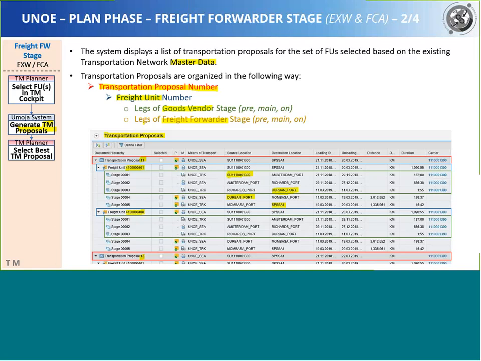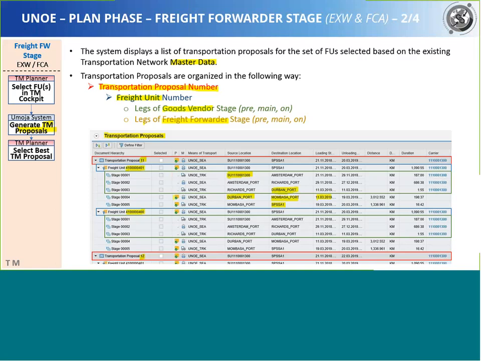And we can see that the system is proposing us to send the items via Mombasa, from Durban to Mombasa and from Mombasa to AMIS. So here we have the proposal and also the dates. So we will see in the proposal the stages, or the goods vendor stage, that was already planned automatically by the system, and the one that we are currently planning.